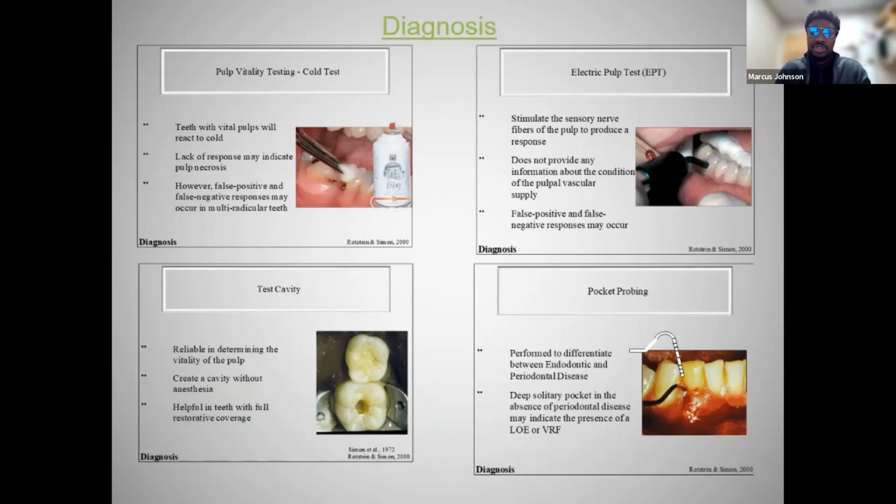These are just some of the modalities I use to assess vitality. Anytime before I start a case, I always go back with the endo ice, and that's also a coating product. I'm not promoting that, it's just something that I use. Probably most of you are familiar with that. Electric pulp test, perioral probing, and of course the test cavity, which is the gold standard. And if you ever drop into a tooth and the patient screams, it's not the most pleasant experience for you or them, but it definitely lets you know that that patient is not numb.